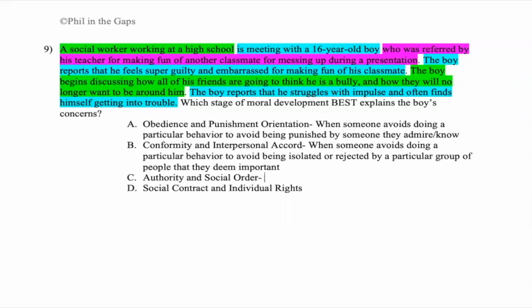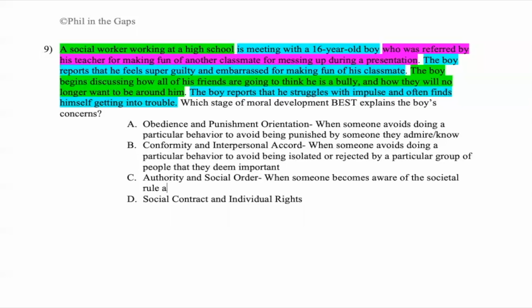C, authority and social order is when someone becomes aware of the societal rules and laws and avoids breaking them at all costs. And the key component of why they stop breaking them at all costs is, I can't break these, and it's to maintain social order. They're thinking about other people, not just themselves.